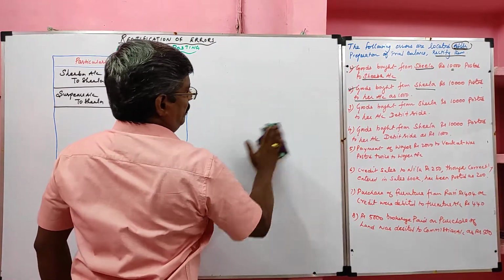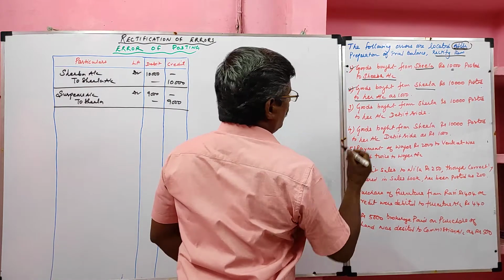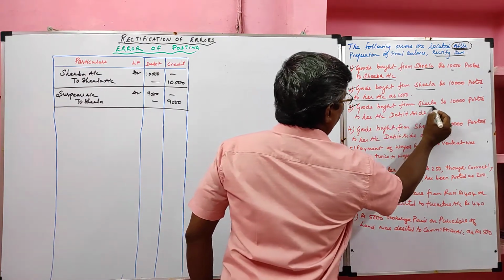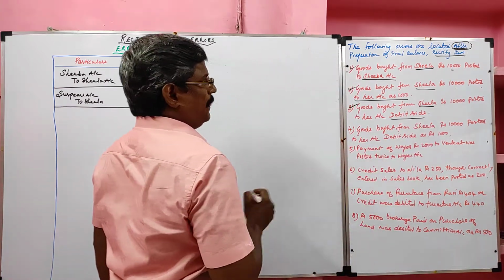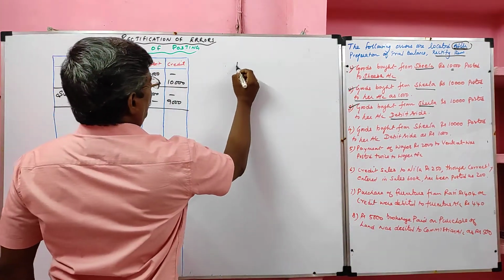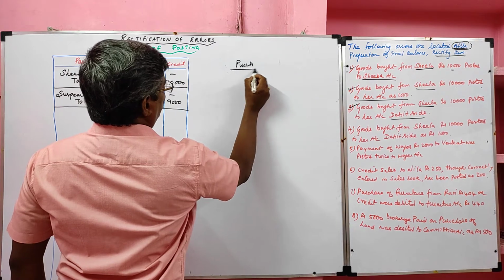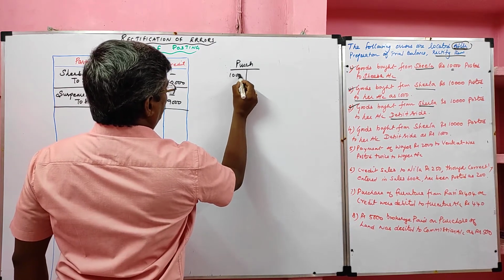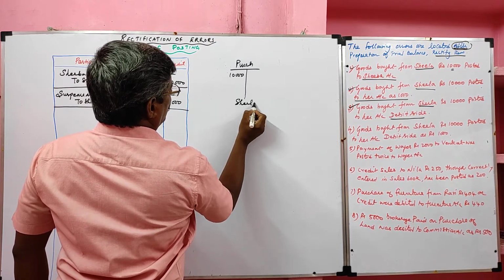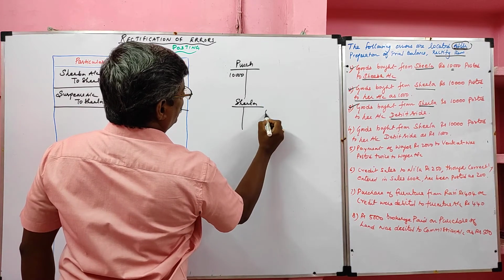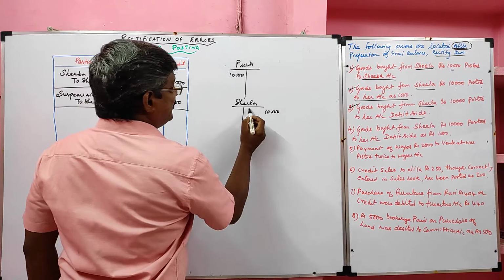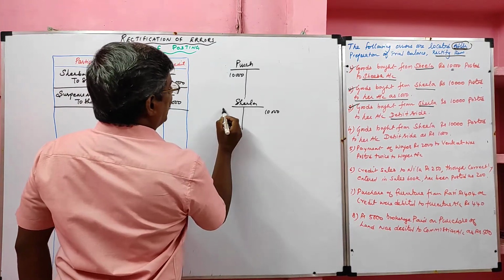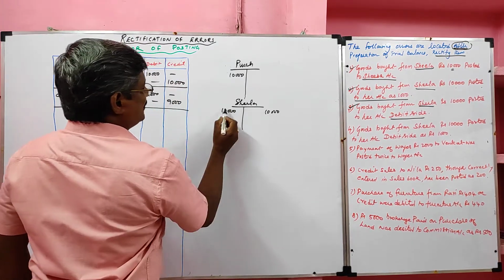Sum number 3. Goods bought from Sheila 10,000, posted to her account debit side. We bought goods from Sheila. So correct posting is purchase account debited, Sheila account should be credited. This is the correct posting. But what they did, instead of crediting the Sheila account, the same amount was debited. This is the wrong posting.